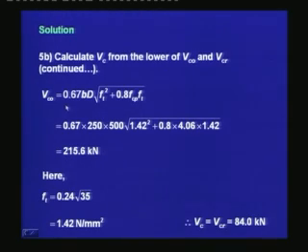The value of Vc0 is equal to 0.67 times 250 times 500 root over ft, which has been calculated as 0.24 times root over 35 is equal to 1.42 Newton per millimeter square. Substituting the values of ft and fcp, we get Vc0 as 215.6 kilonewtons. Here Vc0 is much higher than Vcr, and hence we are assigning the value of Vcr to Vc. Thus Vc is equal to 84 kilonewtons.